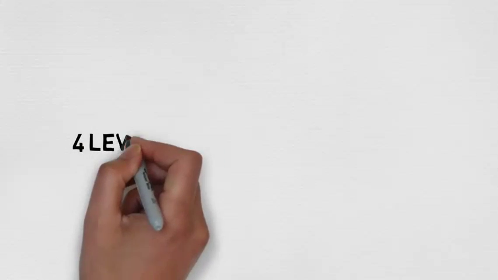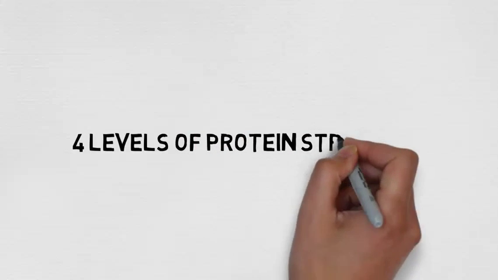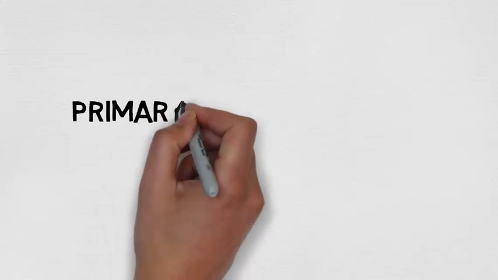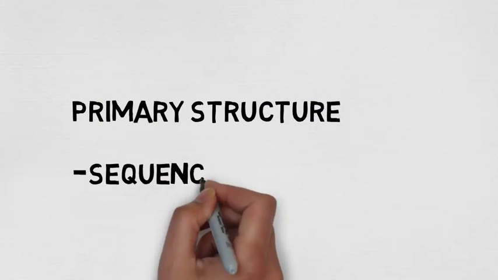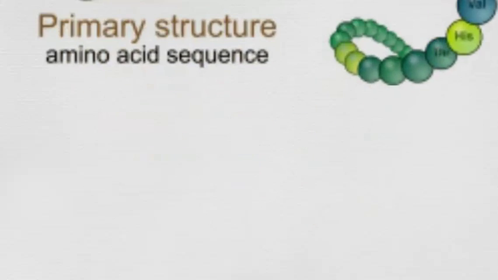Next, we're going to talk about the levels of protein structure and the bonds that hold them together. There are 4 levels of protein structure. First, we have the primary structure, which is the order or sequence in which the amino acids are arranged. These amino acids bond through peptide bonds.